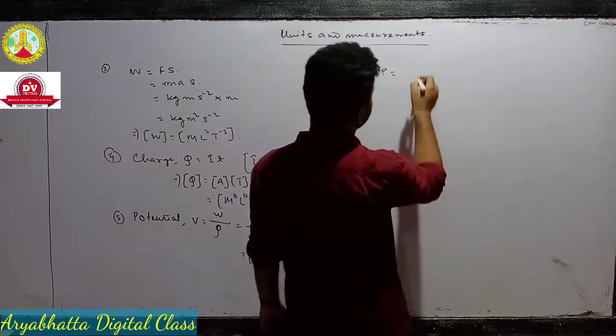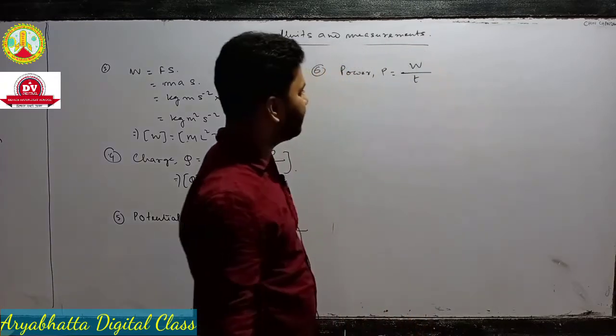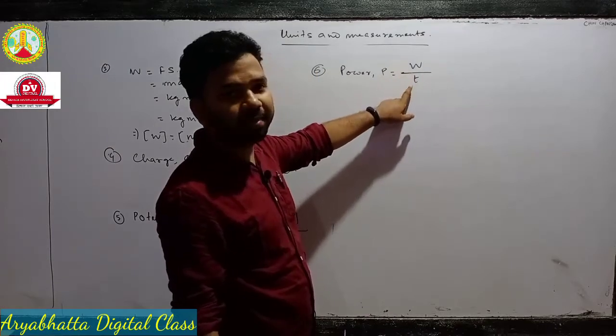Power is equal to what? Rate of doing work. So work done per unit time.